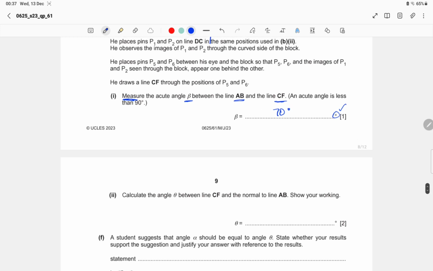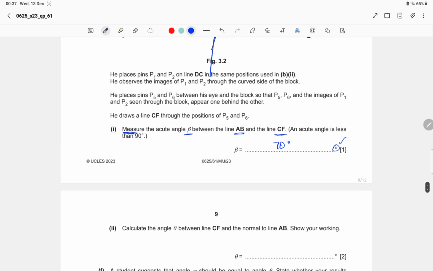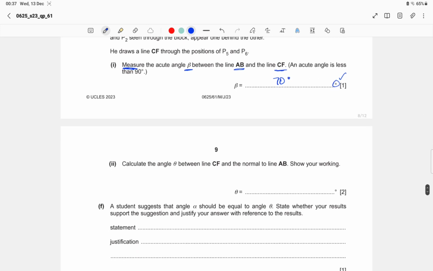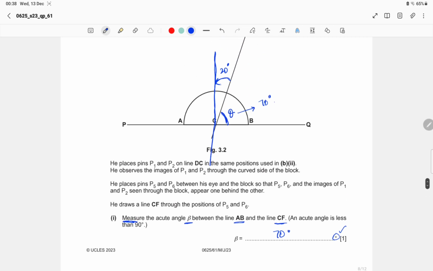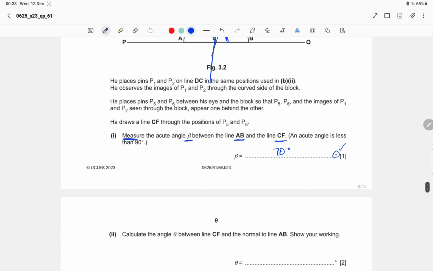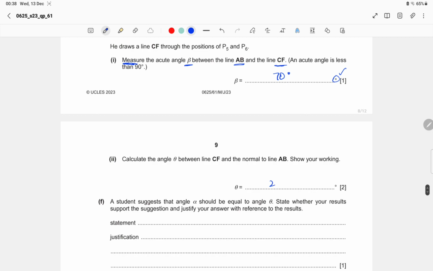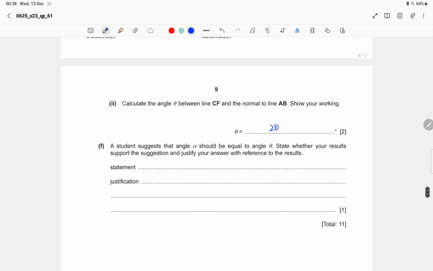Calculate the angle theta between CF and AB. Now you have to find out the angle between CF and AB. So already we have done this. So this is going to be 20. 90 minus 70 is going to be 20.